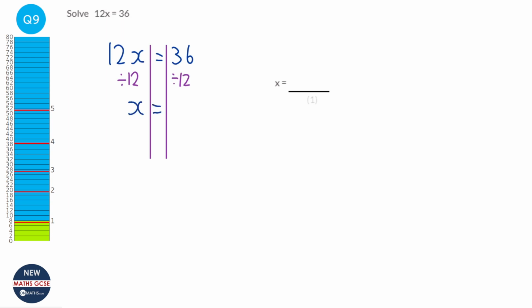On the right hand side we do 36 divided by 12. How many 12s in 36? That would be 3. So our solution is x equals 3.